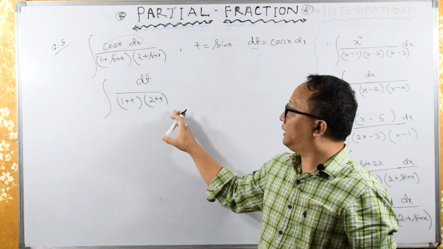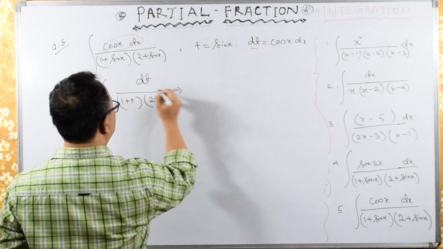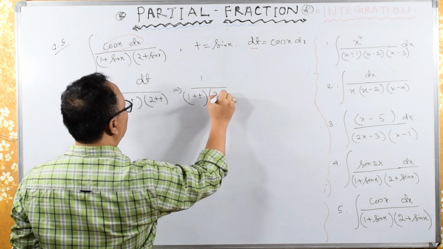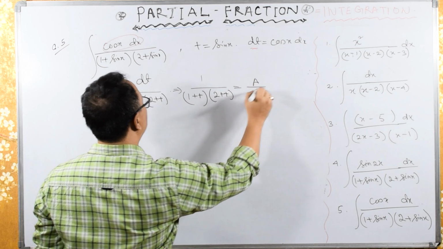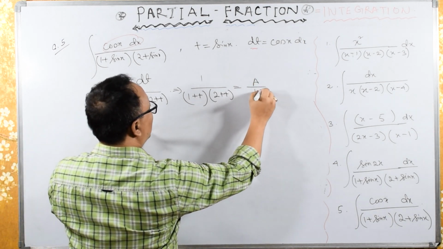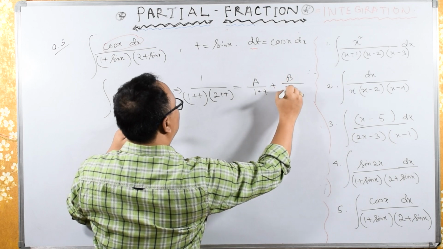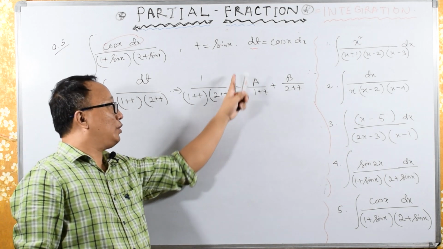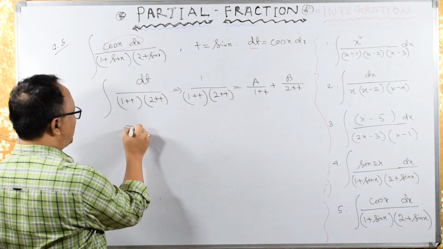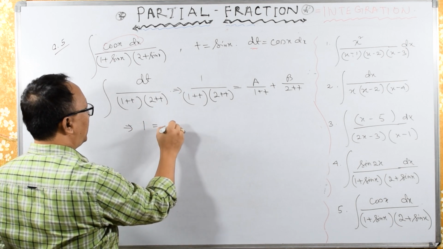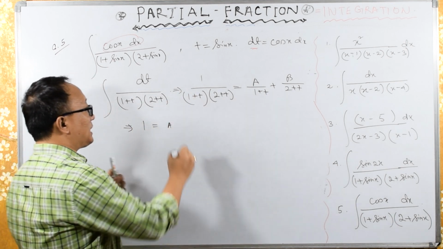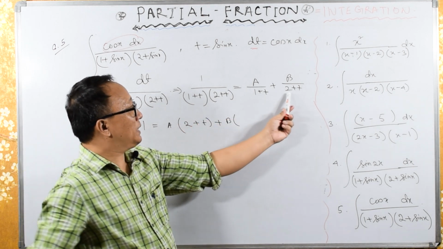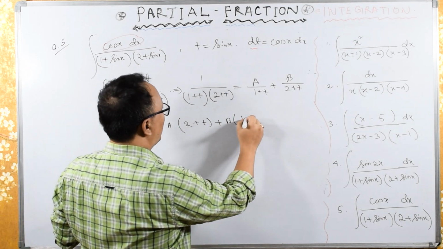Now let's consider this. Let's consider 1 upon 1 plus t into 2 plus t equals a upon 1 plus t plus b upon 2 plus t. Multiplying on both sides, we have 1 equals a into 2 plus t, where 1 plus t gets cancelled, plus b into 1 plus t, where 2 plus t gets cancelled.